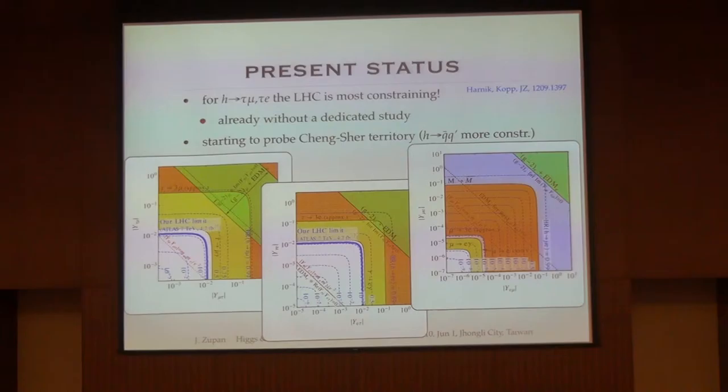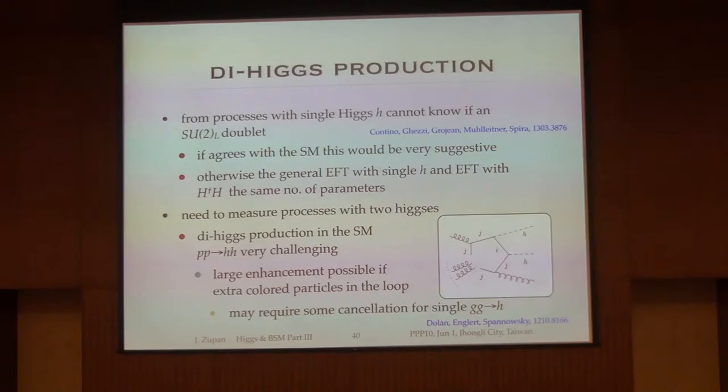The surprising thing here is that if you look at Higgs to tau mu, actually the LHC is already the most constraining. There's no direct dedicated study, but if you just look at the Higgs to tau tau and recast it, you see that the LHC already wins over the low energy experiments. That's this blue line here. You can look at the details offline. It's a very busy plot. Now, I have two more slides and then I'll conclude.